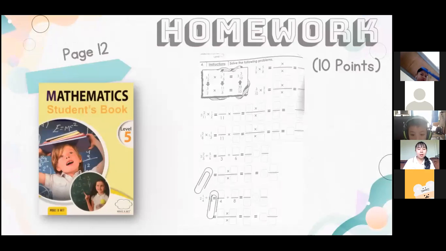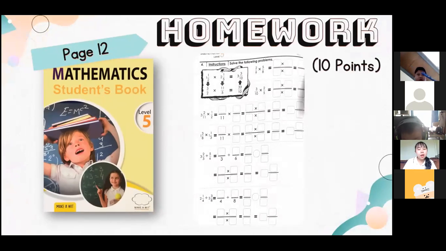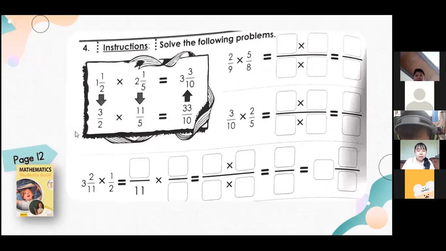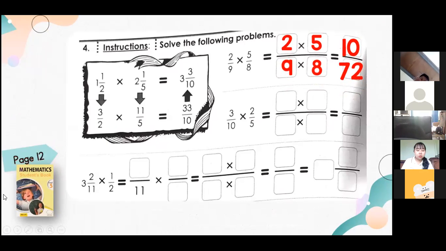Okay, next one. Homework, page 12, 10 points. I will create an album in Line. So don't forget to do it, and don't forget to write your name on this as well. I will give you two examples. Firstly, we have this easy one. 2 times 5 and 9 times 8. So it becomes 10 over 72.